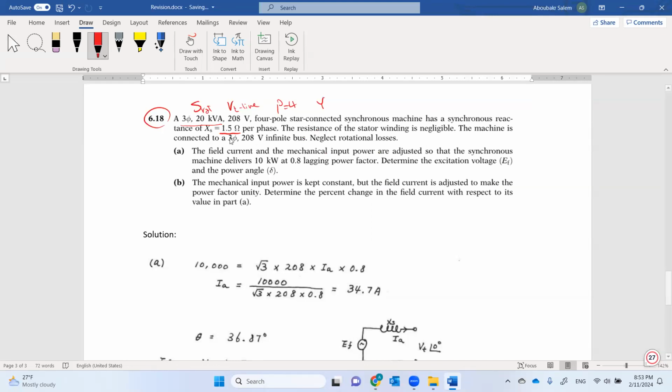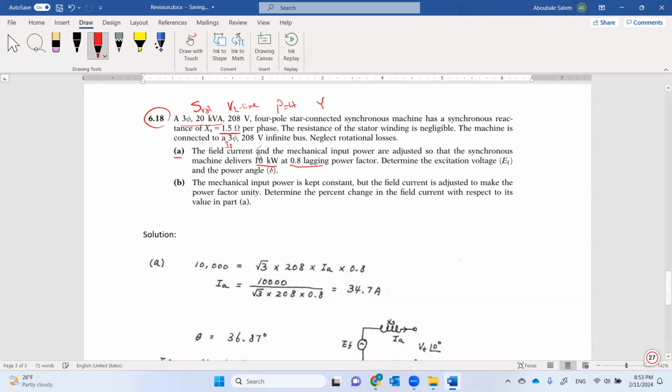Now we need to calculate part A. The field current and the mechanical input power are adjusted. So the field current, IF, and the mechanical input power, which means the input torque, have been adjusted so that the synchronous machine delivers 10 kilowatts at 0.8 lagging power factor. Now, is it confusing, guys?